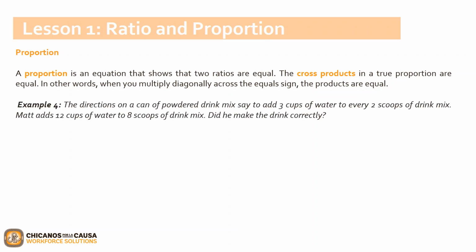Example 4 says, directions on a can of powdered drink mix say to add 3 cups of water to every 2 scoops of drink mix. Matt adds 12 cups of water to 8 scoops of drink mix. Did he make the drink correctly?